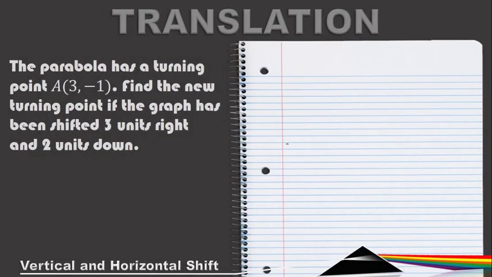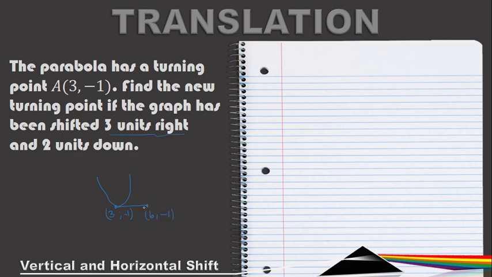The parabola has a turning point at 3 and minus 1. Find the new turning point if the graph has been shifted 3 units right and 2 units down. Now, in this, we can really just think about this practically. If we have a parabola like this, we shift the graph and we have our turning point here as 3 and minus 1. So first of all, 3 units right. So then we go right 3 units. Over here, this x value changes to 6 because we add 3 units to it.